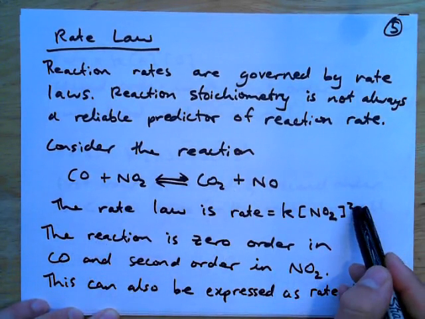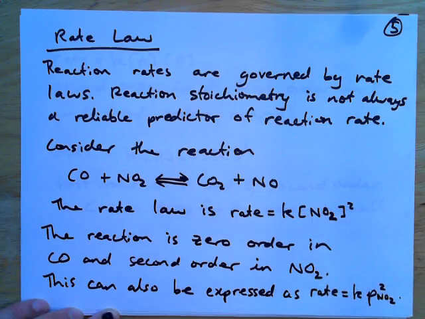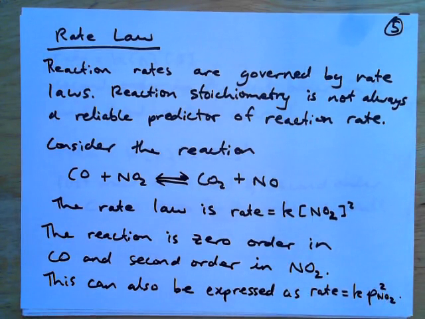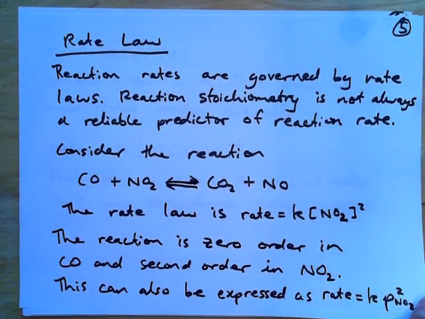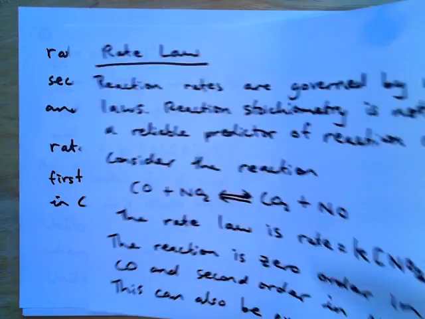Second order because the power here, the index, is a 2. This can also be expressed as rate equals k, a different k than this one probably, and so k times the partial pressure of NO2 squared. Okay, so you can look at it in terms of pressure as opposed to concentration as well, partial pressure I should say.